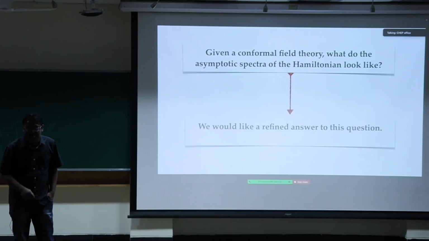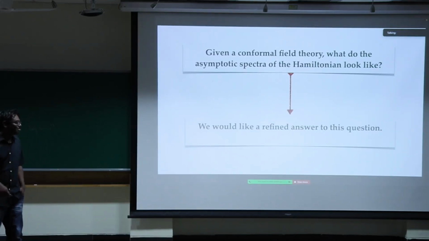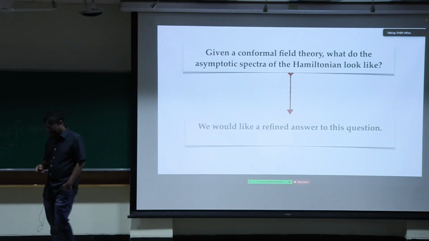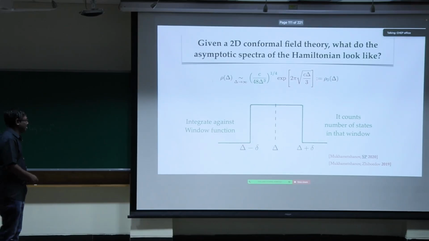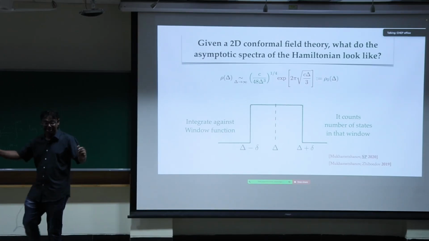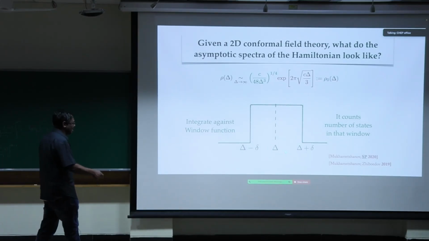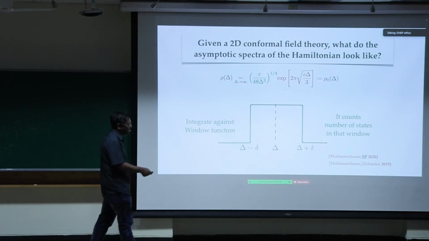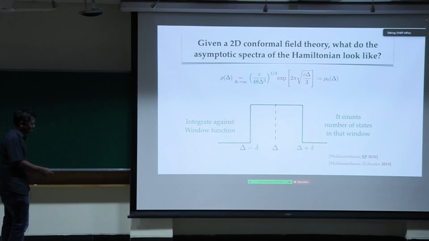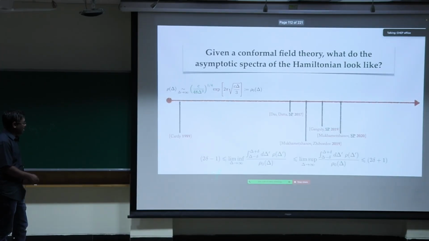The number of states are unbounded. So we would like to have a refined answer to this question: how does this density of states behave? The standard thing you do, you take the density of states, you integrate over some small window function, and you want to estimate this integrated density of states, which basically counts the number of states in that window. We did that in these two papers, and you arrive at this beautiful inequality by doing this procedure.